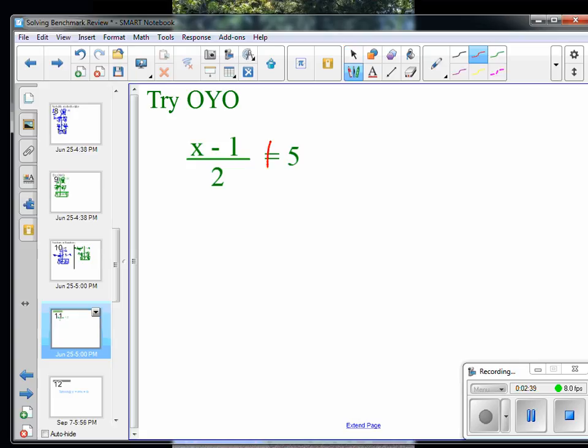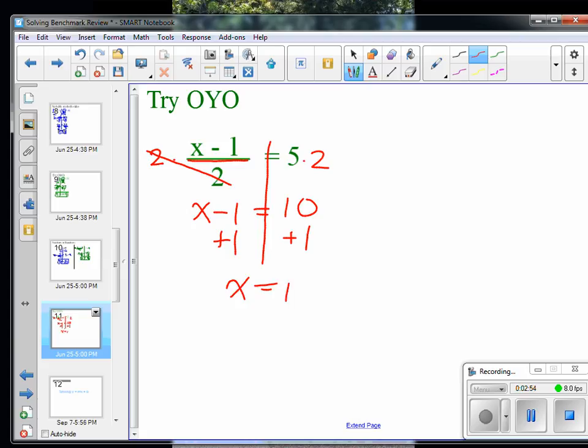All right, let's see how you did. The bar is over the whole thing, so you have to get rid of the 2 first by multiplying. So it's x minus 1 is left. 5 times 2 is 10, and then the last step is to just get rid of that negative 1 by adding. You should have gotten 11. Okay?